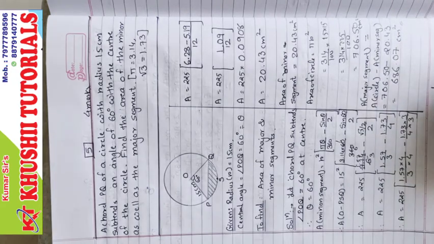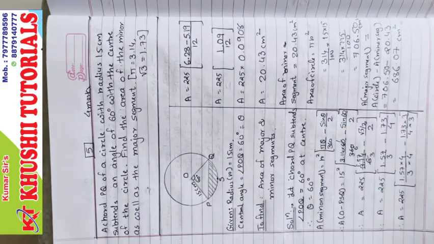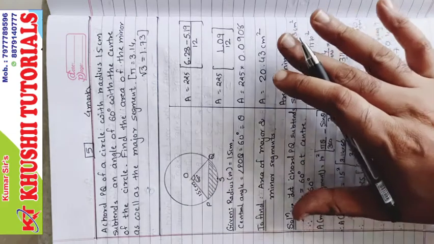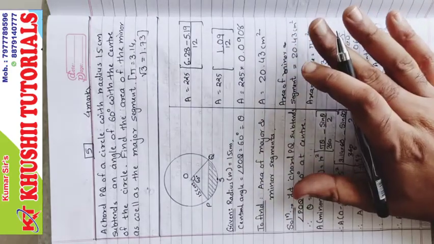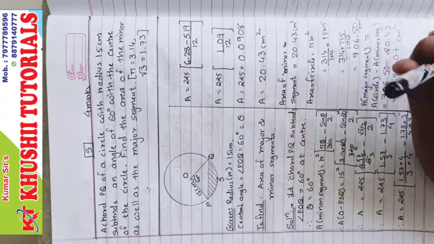And finally area of minor segment and area of major segment as answer you have to write at the last. So this is the end of fifth sum and exercise 7.4. Now we have completed all the exercise of 7th chapter. In next video we will start with problem set 7.